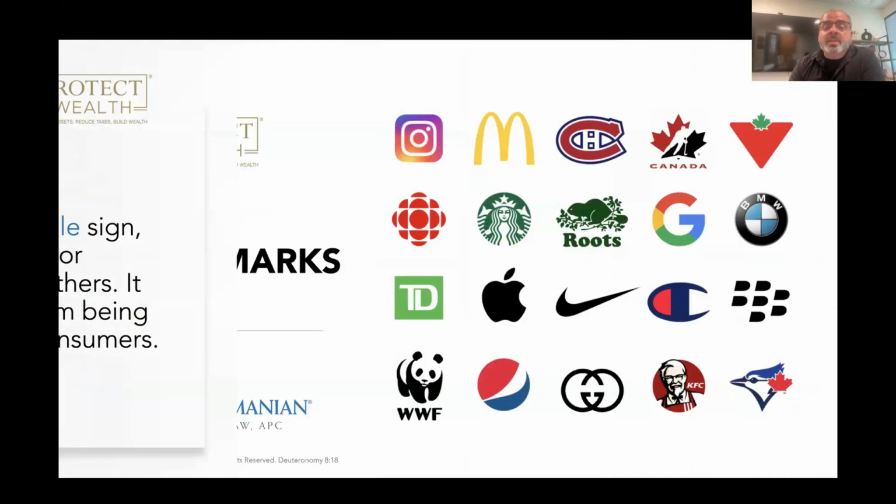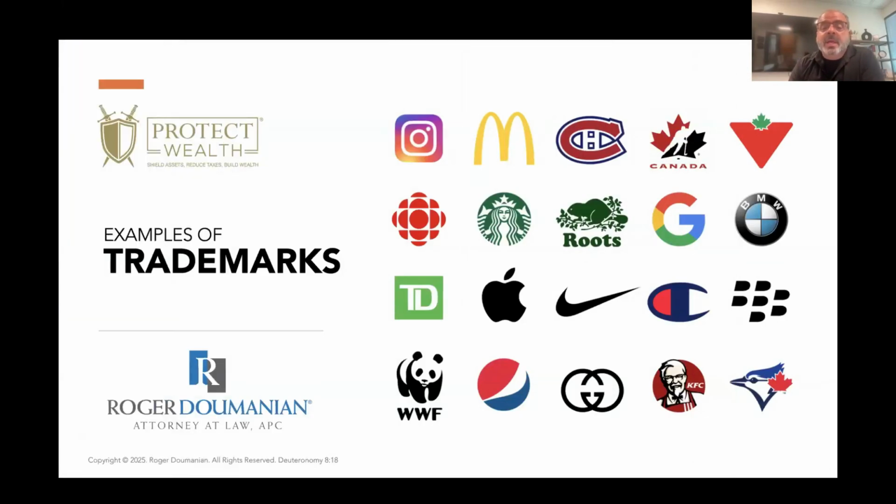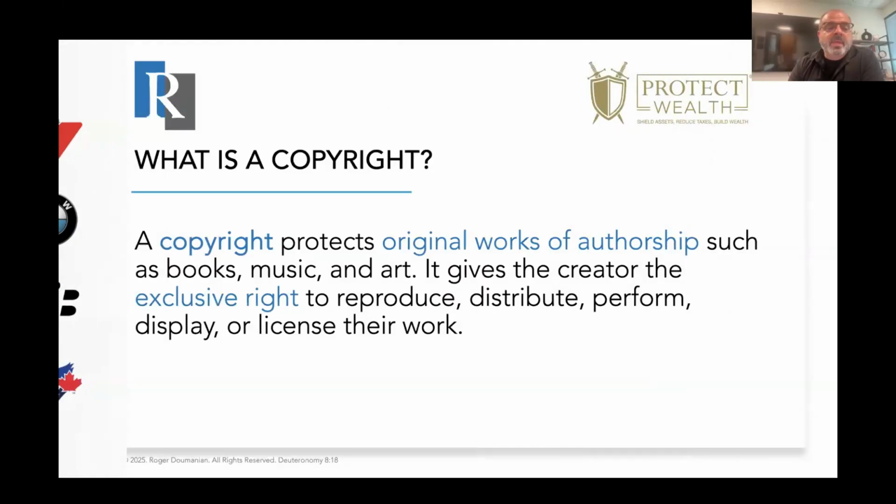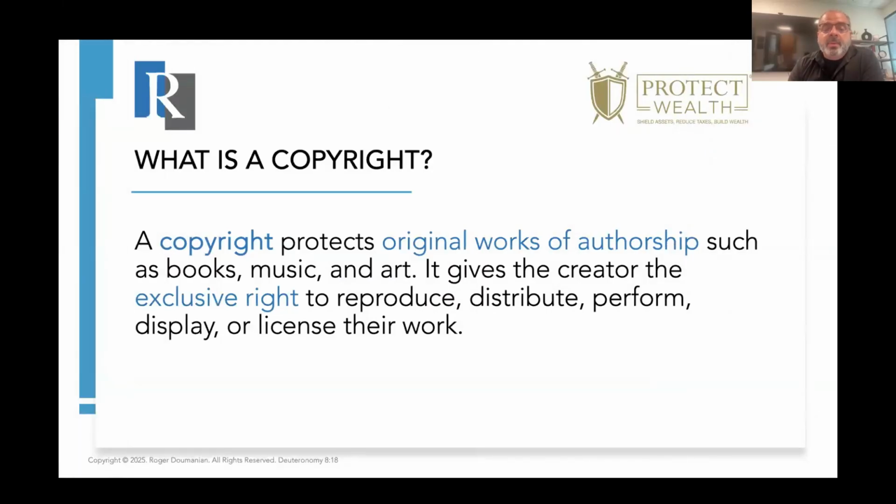And these are some of the common trademarks that we all know and have seen, right? We've got McDonald's, Instagram, Nike, Apple. I don't even have to mention them. Most of these are embedded in our heads because they've done such a good job and spent billions of dollars marketing their brands and their names over the years. So this is what a trademark would look like. Then we have copyrights, and copyrights protect original works of authorship, such as books, music, and art.